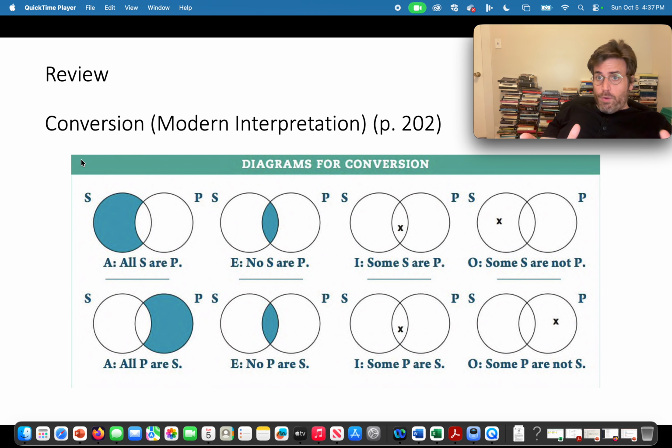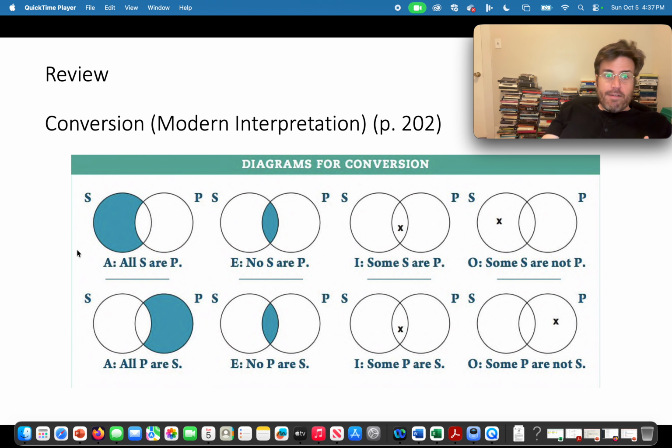When we're looking for the validly convertible propositions, we look for the diagrams that are identical or equivalent, and you can see that our E proposition, no S are P, can validly be converted to no P are S, and our particular affirmative proposition, the I proposition, some S are P, can validly be converted to some P are S. Those are said to be equivalent or essentially saying the same thing.